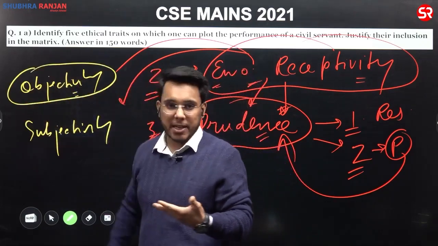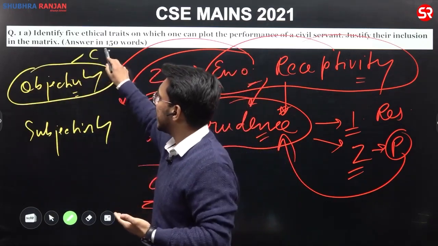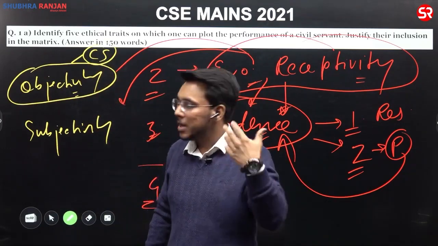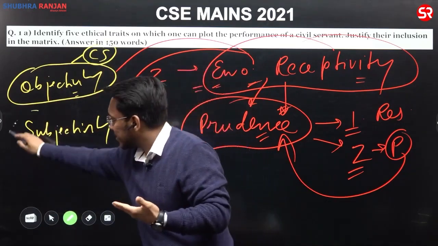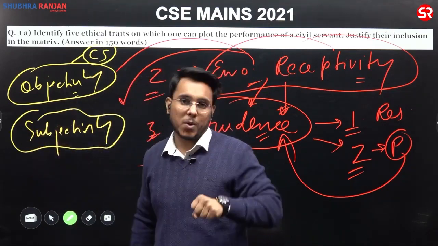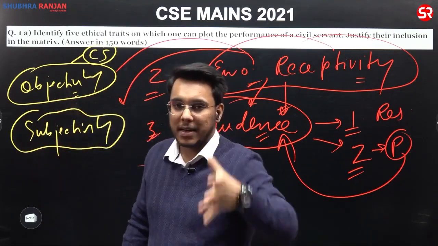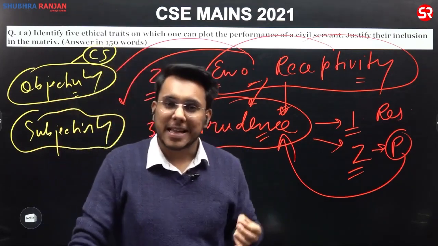Now see this. When we talk about objectivity, objectivity happens to be an important value for the civil servant. Fine, they need to be objective. But at the same time, sometimes subjectivity is also equally important. Why is subjectivity important? One example we can take here. The example goes like this.